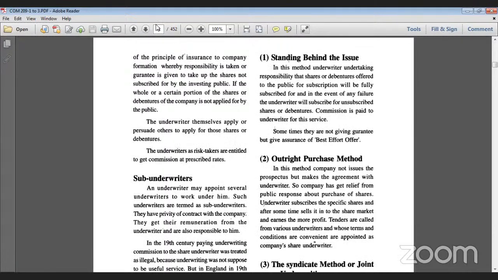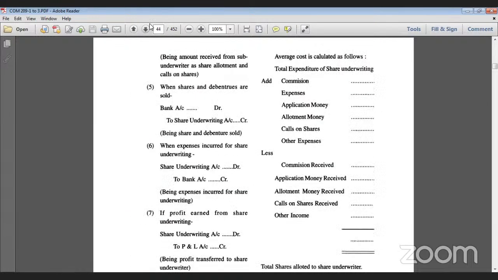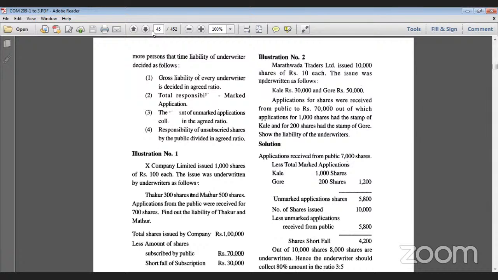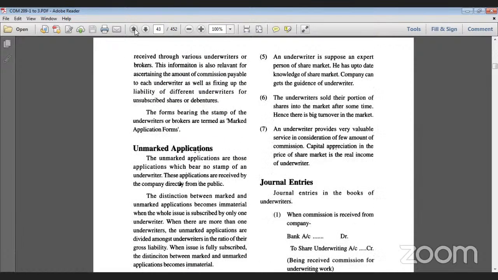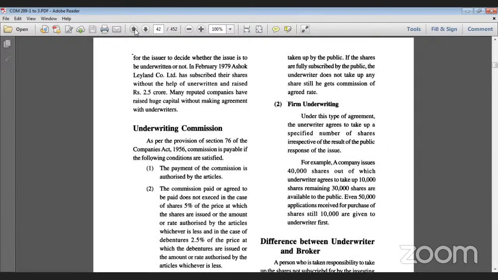Next, underwriter commission, which we also started in the last lecture. Underwriter means, when we sell shares, at that time, the starting of a new company is not like dealing in shares in the market. At that time, the underwriter is helpful for us. We pay underwriter commission.